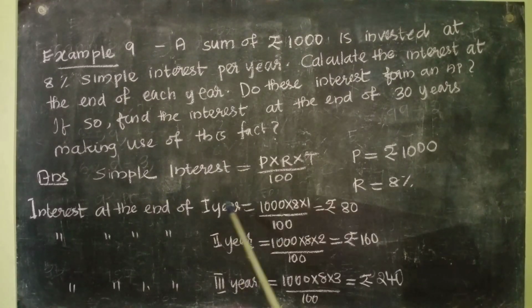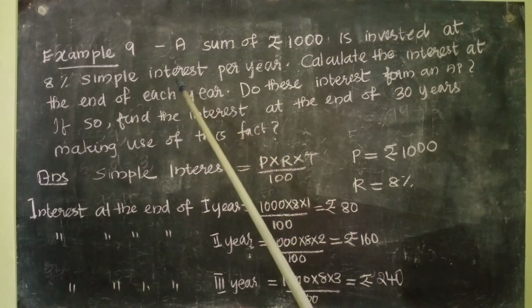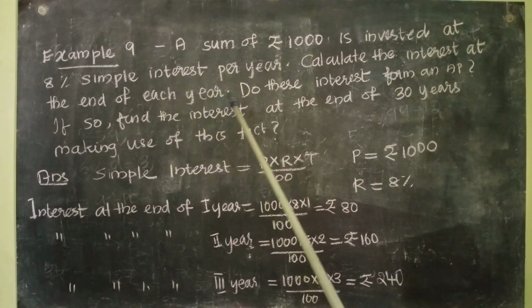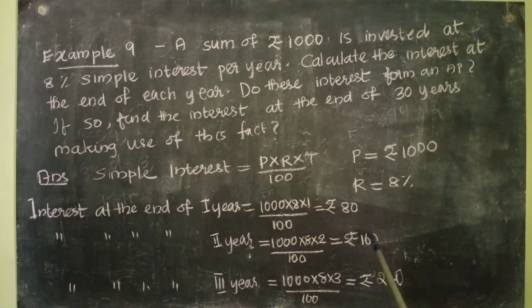Interest at the end of first year equal to 1000 into 8 into 1 divided by 100. That is equal to rupees 80. Interest at the end of second year equal to 1000 into 8 into 2 by 100. That is equal to rupees 160. Interest at the end of third year equal to 1000 into 8 into 3 by 100. That is equal to rupees 240. So we found the interest at the end of each year. First year rupees 80, second year rupees 160, third year rupees 240.